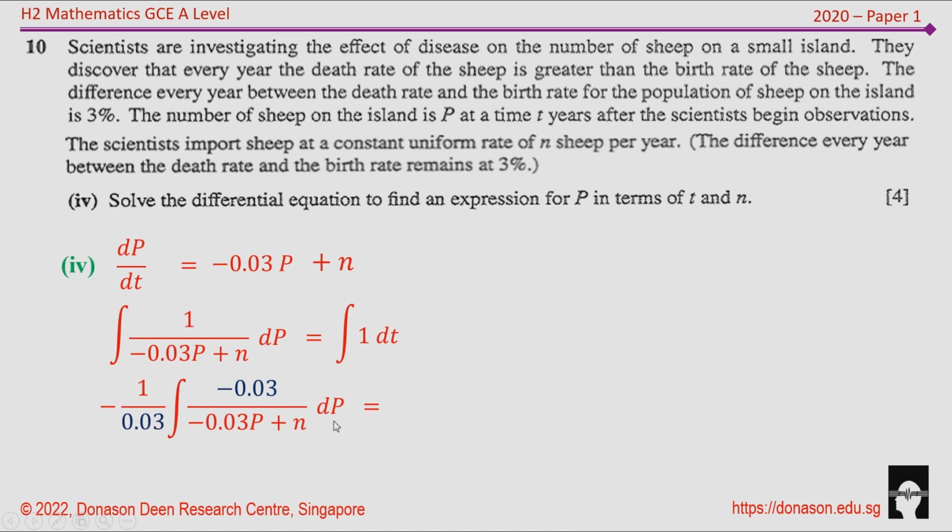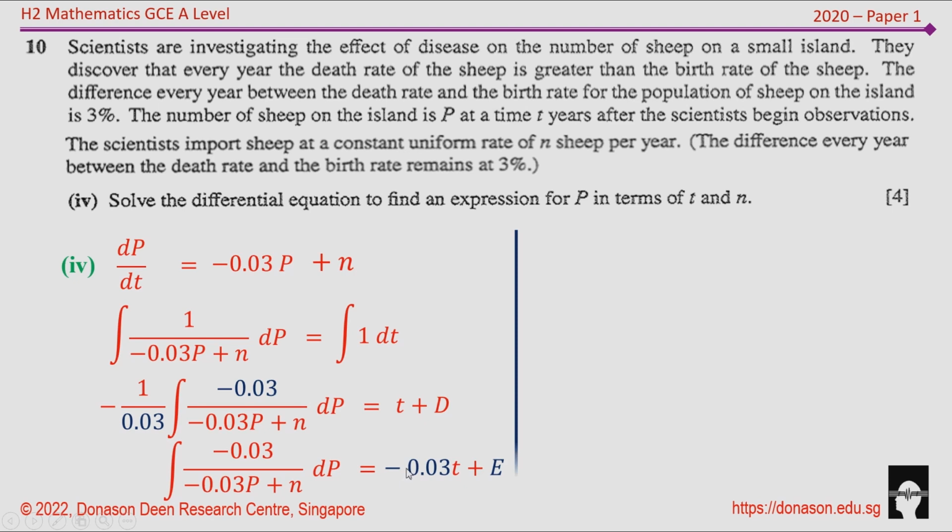So with respect to p, now it is very nicely integrable. And on the right hand side, 1, if I integrate it with respect to t, it's simply going to become a t plus d. Now on this side we have got negative 1 over 0.03, right? And I could just cross multiply this number over to the right hand side. So it's a negative sign. So when I bring it over, it's going to become negative t.